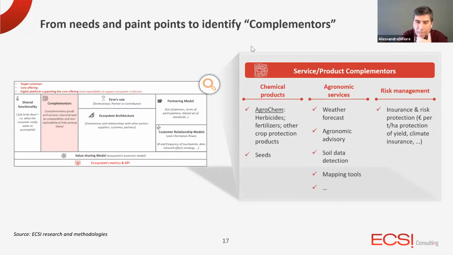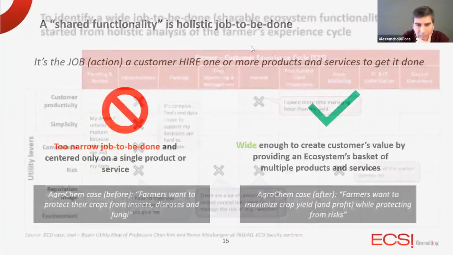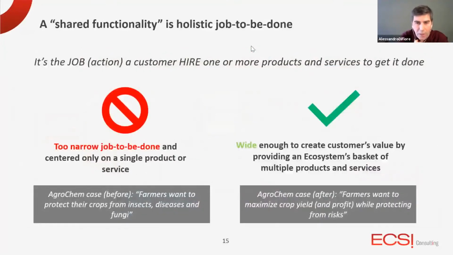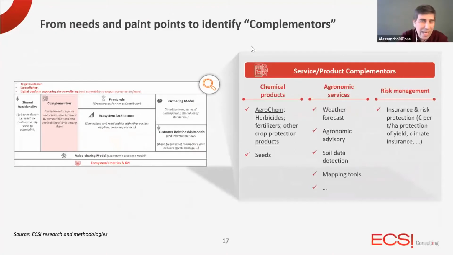But the point is, try to understand that you move from understanding the holistic end-to-end cycle to a shared functionality which is broader than just your limited and narrow set of products, to a set of complementors. And then it's very easy, when you move from complementors, to understand which are the sides of your ecosystem architecture, and then which are the potential partners.